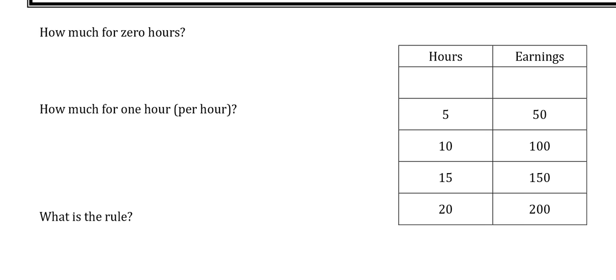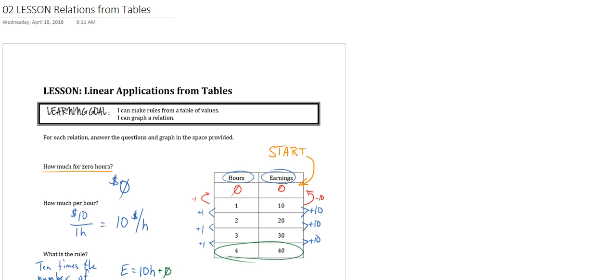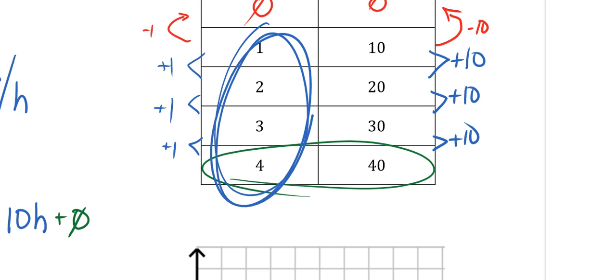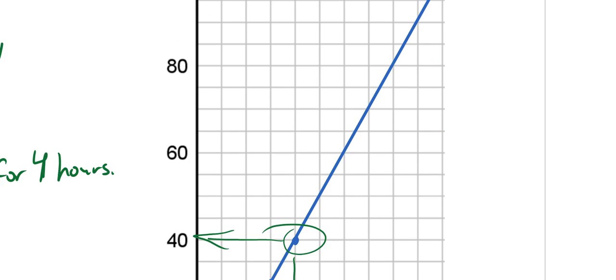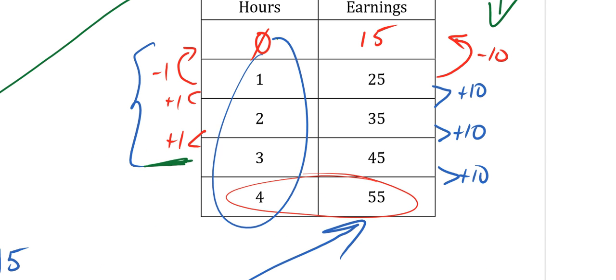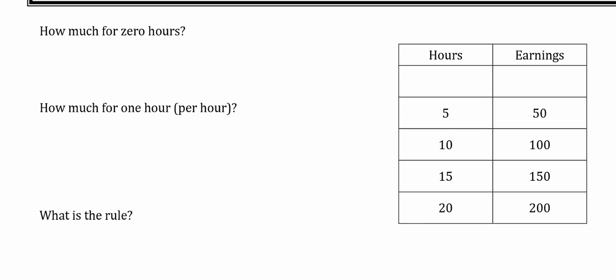Ooh, the number of hours is going up by 5. Take a look at yesterday's work. Look. Always counting by ones. Next one. Always counting by ones. All the work we did yesterday was always counting by ones. How does that change it today?